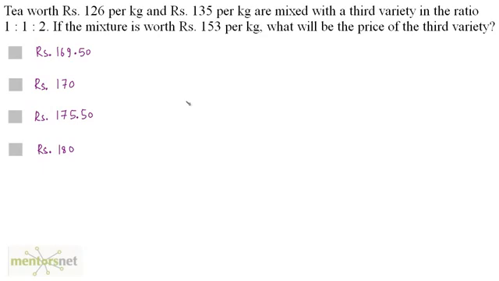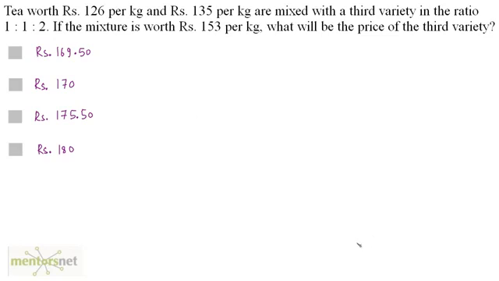Tea worth rupees 126 per kg and rupees 135 per kg are mixed with a third variety in the ratio 1:1:2. If the mixture is worth rupees 153 per kg, what will be the price of the third variety? Now there are three varieties of tea.